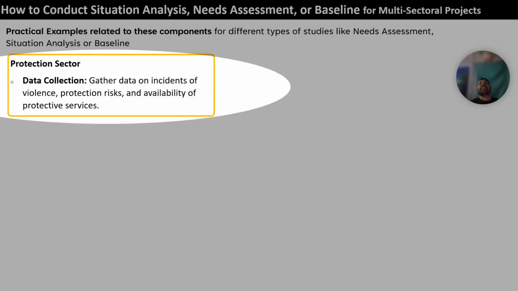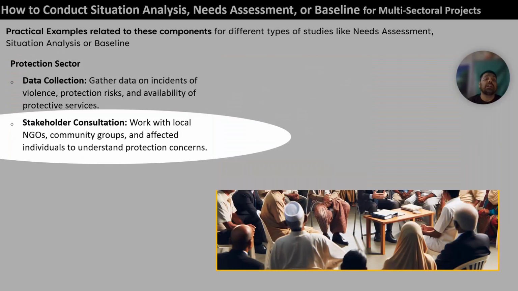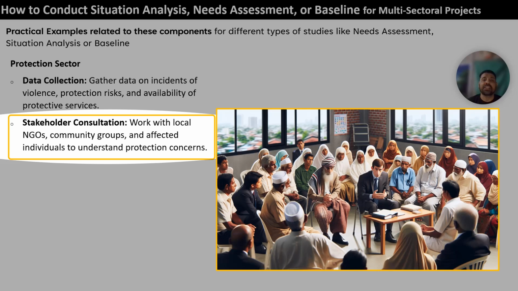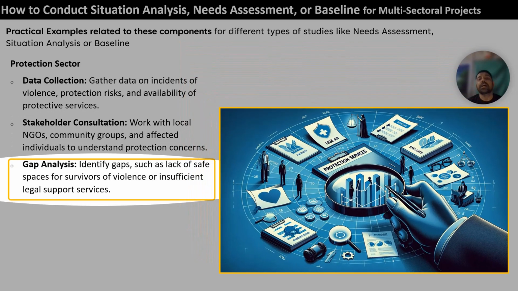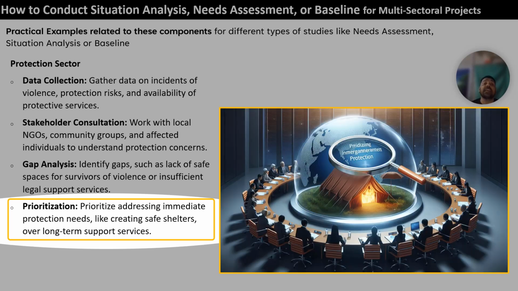In a protection sector, the data collection component would be to gather data on incidents of violence, protection risks, and availability of protective services. Similarly, stakeholder consultation, you will need to work with local NGOs, community groups, and affected people to understand protection concerns. Identifying gaps such as lack of safe space for survivors of violence or insufficient legal support services, and then to prioritize addressing immediate protection needs like creating safe shelters.